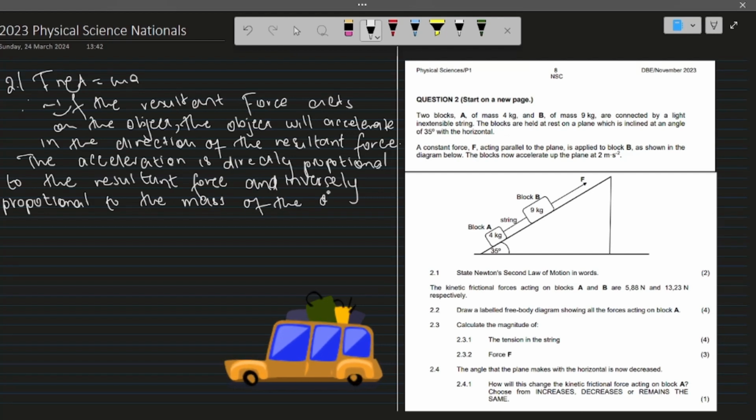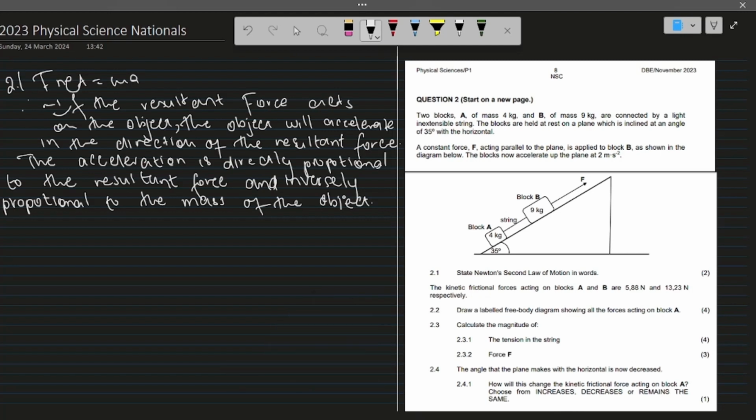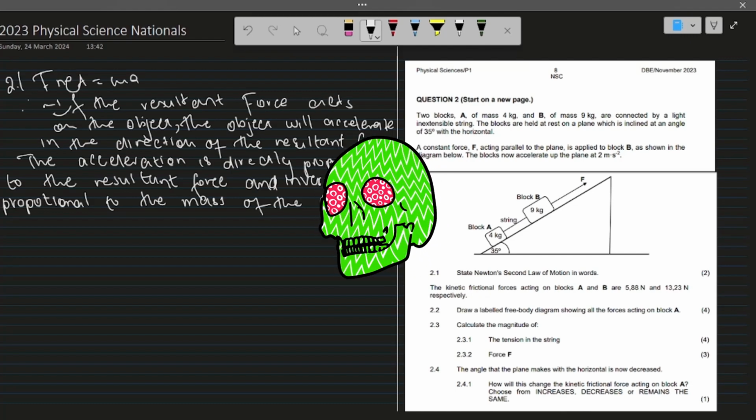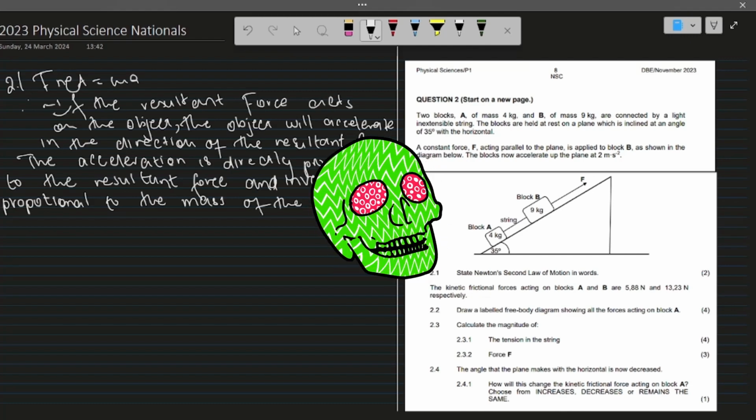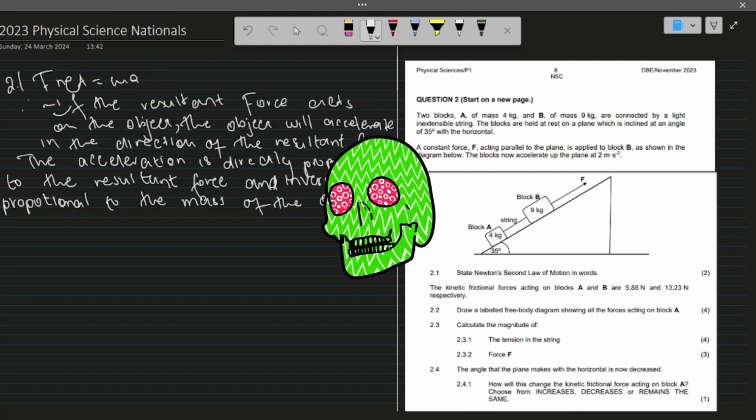So what this means, guys, is that if you push an object or apply a force to it, that object will move or accelerate in the direction of the resultant force. The acceleration is directly proportional to the resultant force, meaning that the more force you apply, the more acceleration the object will have.